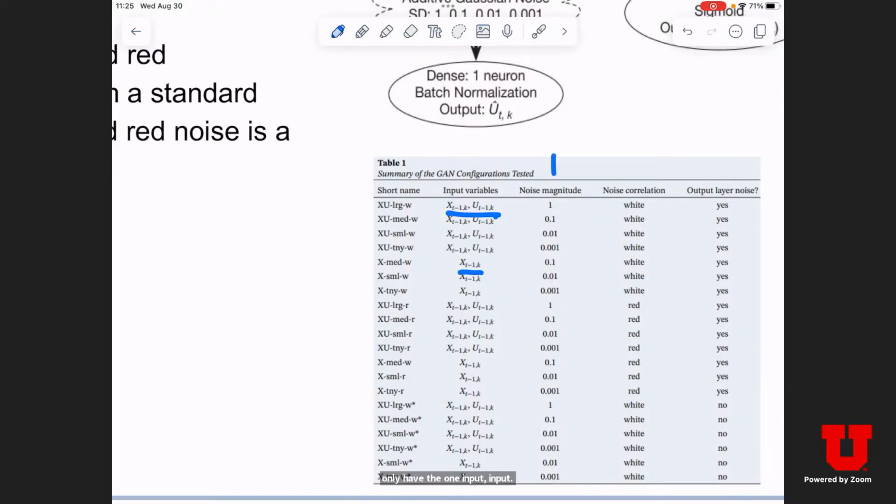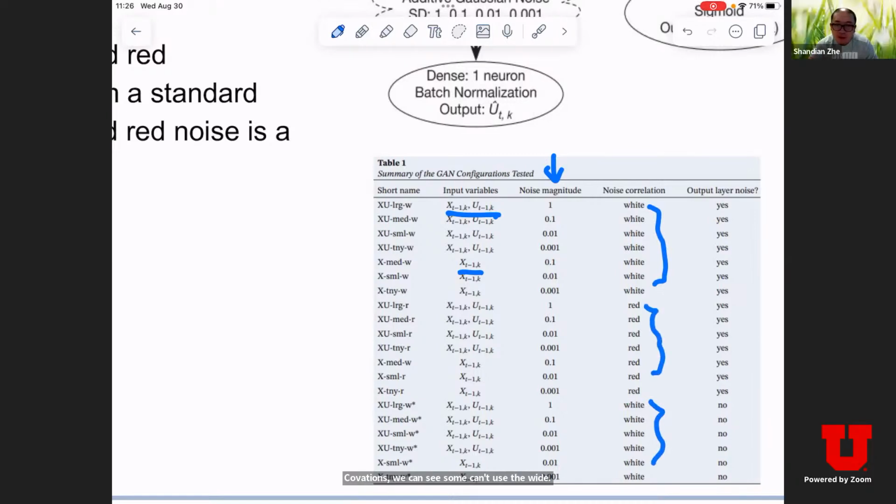They also set different noise magnitudes for testing. And for noise correlations, we can see some GANs use white noise, but some GANs use red noise. Oh, okay. So they train a zoo of GANs.